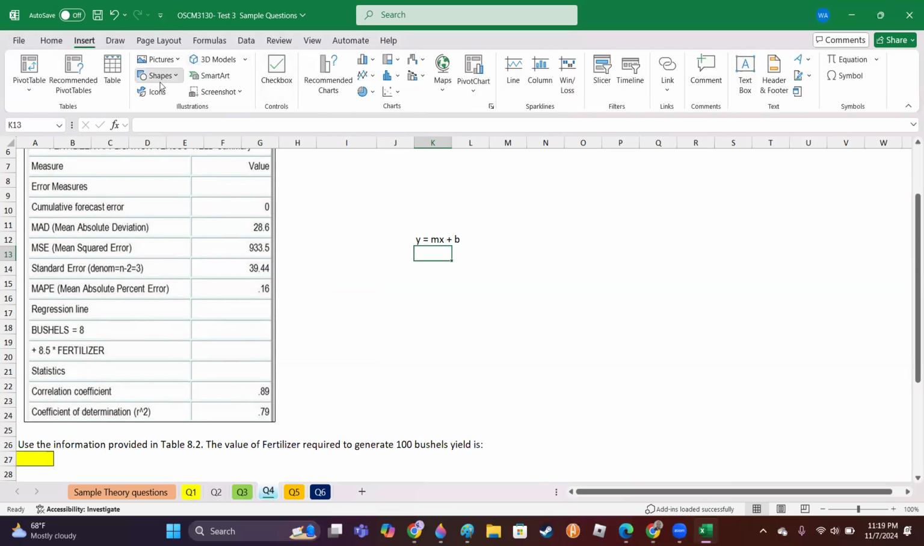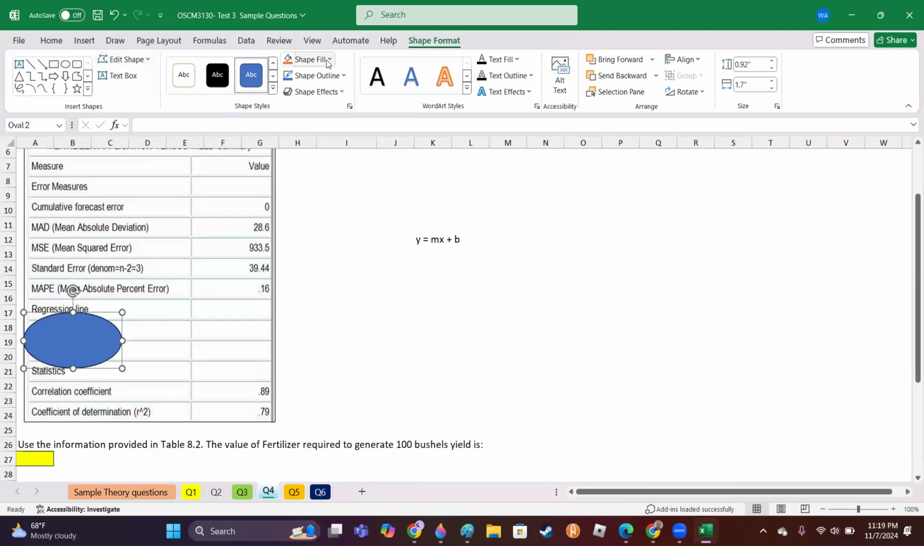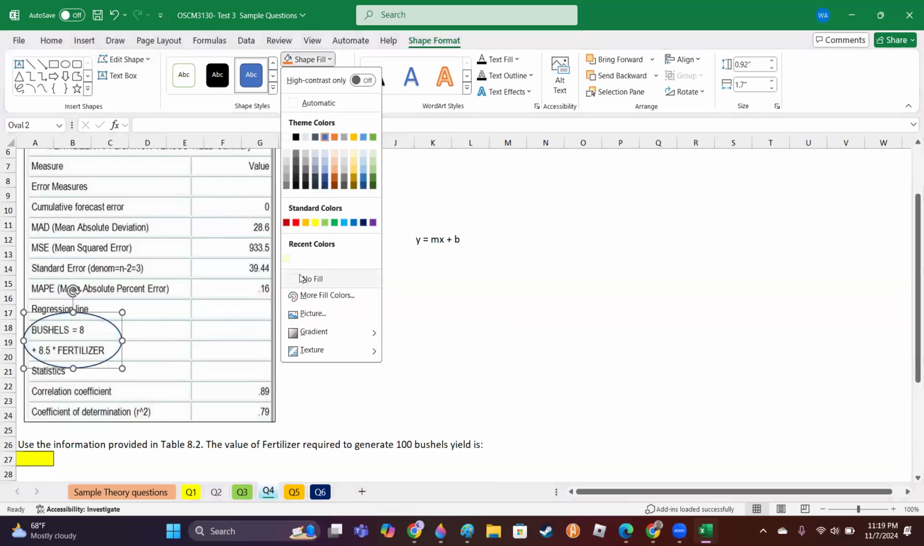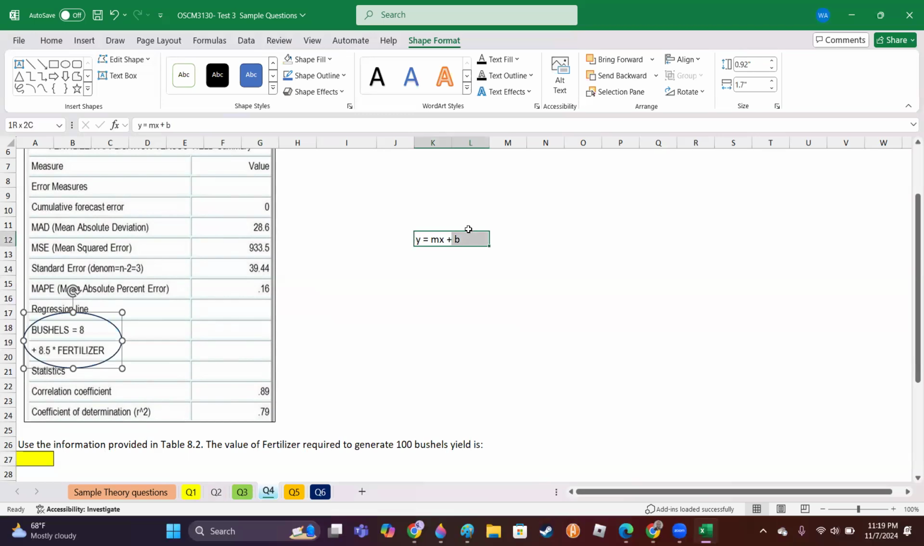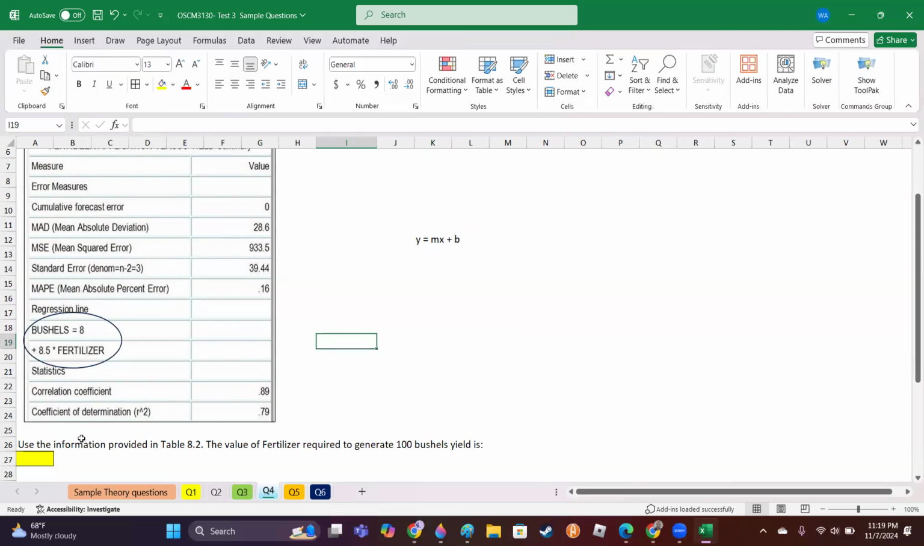So I'll just let me run this off here. So you have this information right here. This information that you're looking at here is your regression equation information, okay? So the question here says, use the information provided in the table. The value of fertilizer required to generate 100 bushels yield is how much? Okay. So in this case here, our y, which is our yield, our y is our dependent variable. So we can write this formulation down as follows.